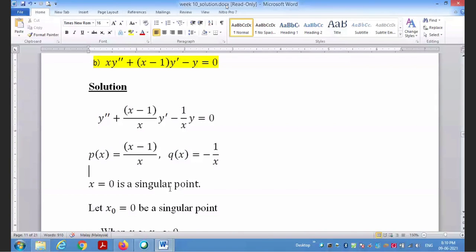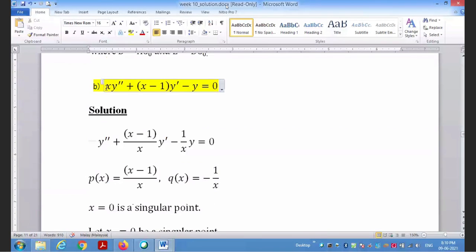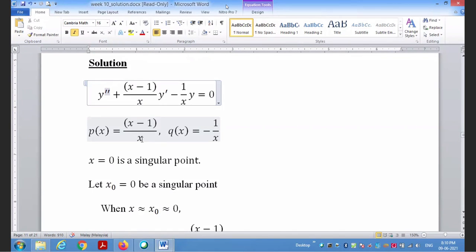First you need to find the singular point. You have to transform from here to this: you divide all terms by x. You know that when x equal to 0, both p(x) and q(x), or either one, is singular. It's not analytic. So in this case, both are not analytic when x equals 0. So that means x equals 0 is a singular point. Then the next step, you need to check whether it's regular or irregular.